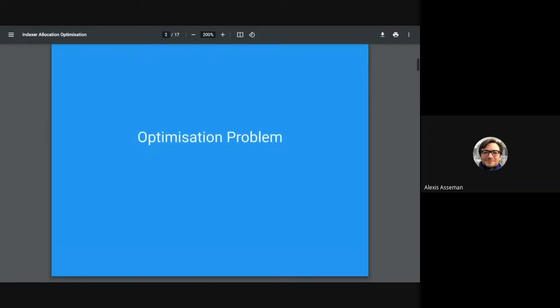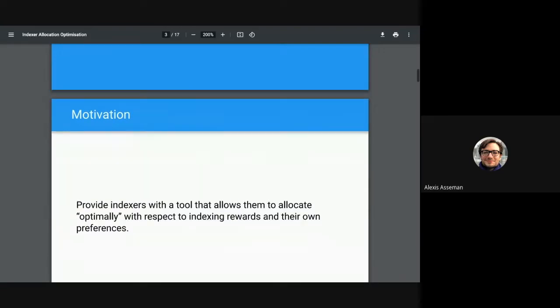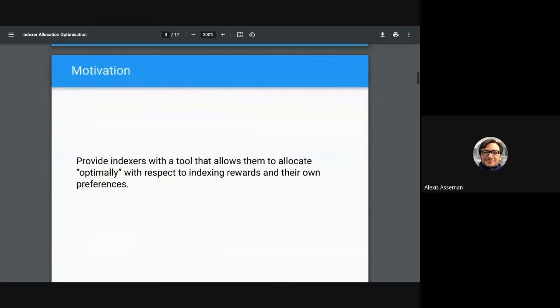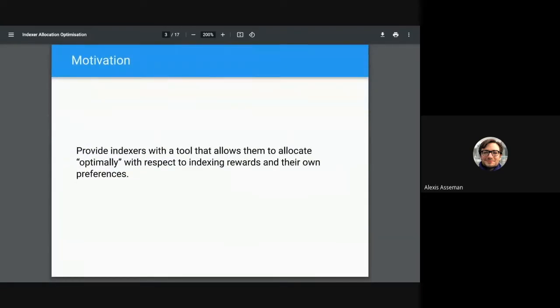So I just want to lay out the optimization problem so that you understand what we mean when we say optimization or what we mean when we say optimal. And the motivation here is to provide indexers with the tool that allows them to allocate optimally with respect to indexing rewards. So we're not considering query fees. We're assuming indexing rewards is a good enough proxy for query fees, and their own preferences. And just understand that the more you put your own preferences in, the less optimal, in a global sense, you're going to be, right? You're changing what is the definition of optimal. Next slide.